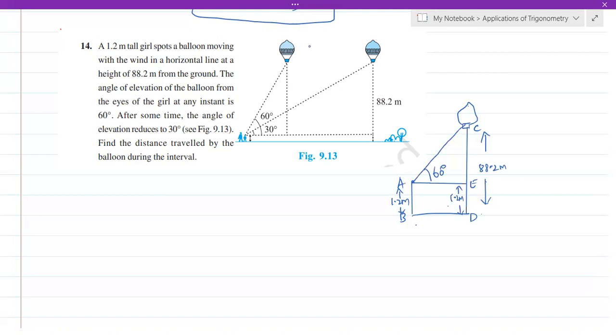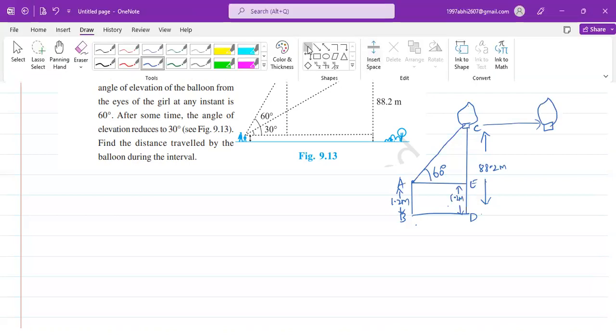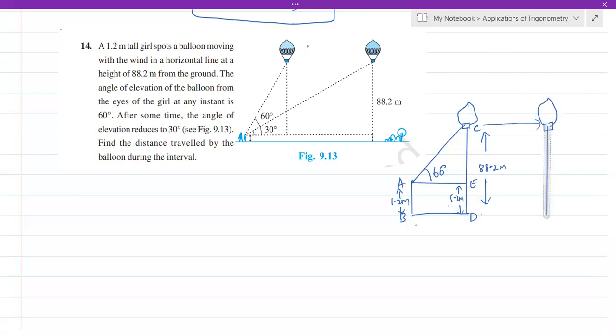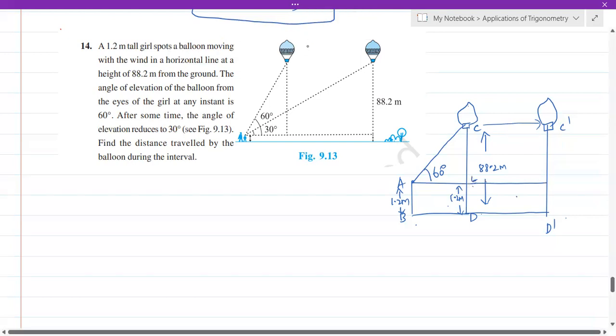Now the balloon is moving in the horizontal direction. After some time, let's say the balloon is here. Let me draw it roughly. So this is where the balloon is. Let's say the balloon is at C dash, and let's say this is D dash. So let's join it. Again, let's extend this horizontal line of sight. This will be E actually.